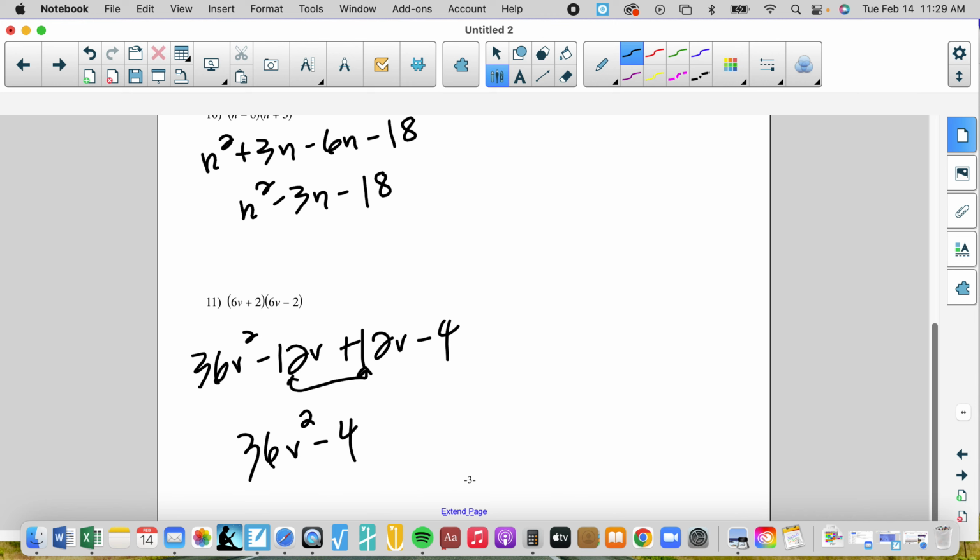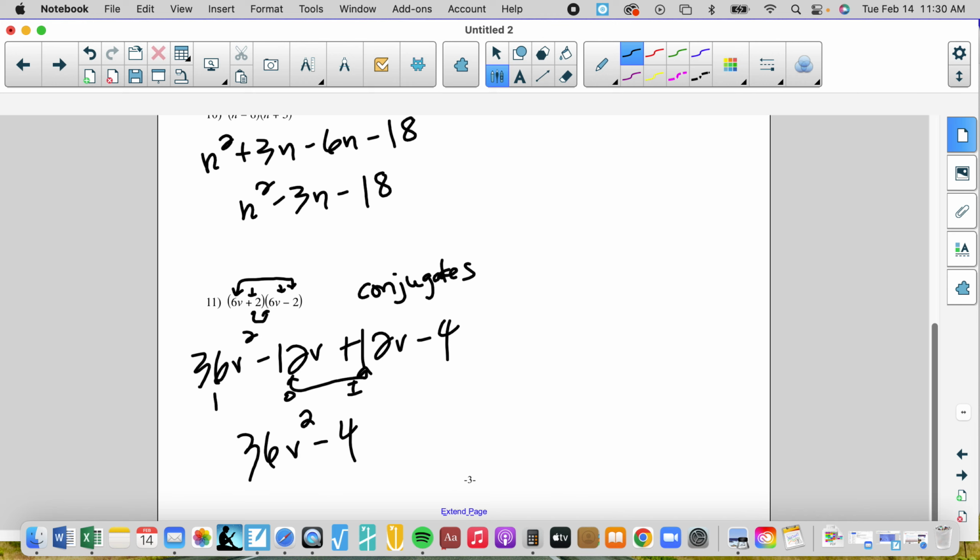And when we have conjugates, you'll notice that the inside and outside end up being opposite of each other because these binomials are almost exact, but they have different signs. So one is 6v plus 2, one is 6v minus 2. And because they are nearly identical but with opposite signs, those outside and insides will end up being opposite of each other.